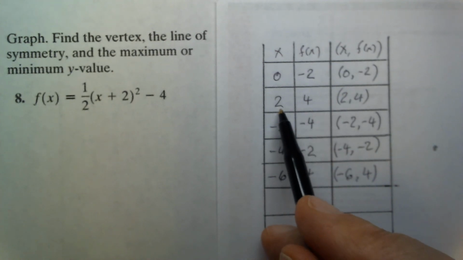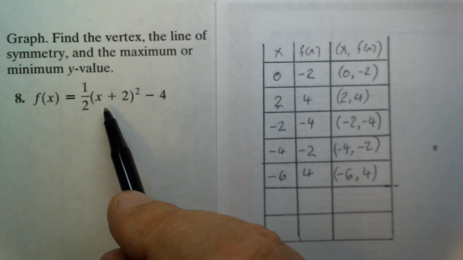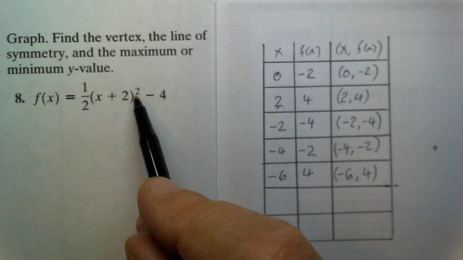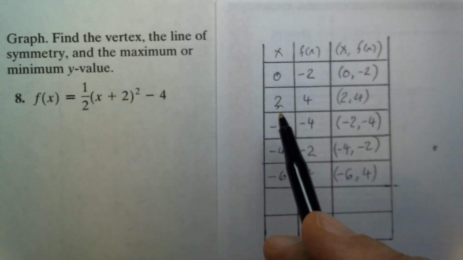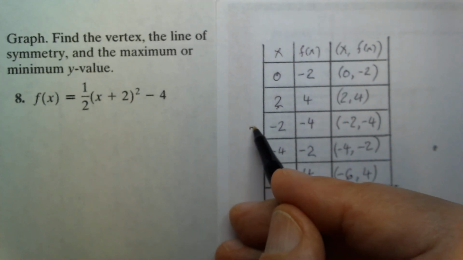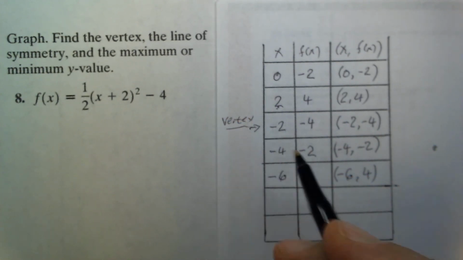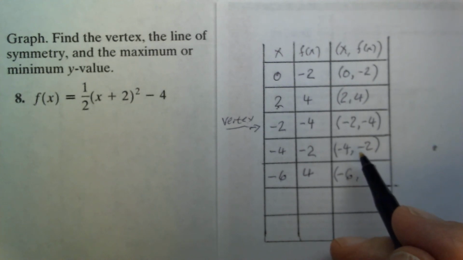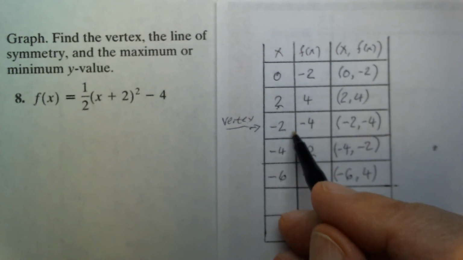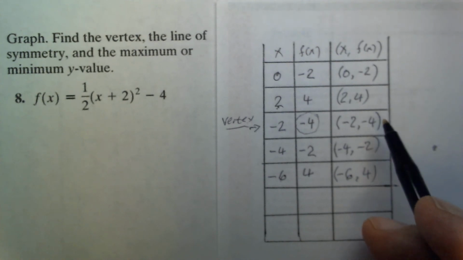And in a similar way, we compute the function values for a given value of x. For example, if x equals 2, we have 2 plus 2 is 4. 4 squared is 16, divided by 2 is 8, and 8 minus 4 is 4. So we have the ordered pair 2 comma 4, etc. This is the vertex. So the minimum function value, the y value, is negative 4. And these are the coordinates of the vertex. Now we will plot these individual points on the xy coordinate system.